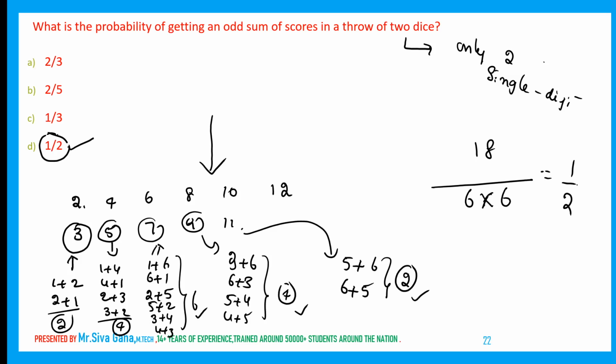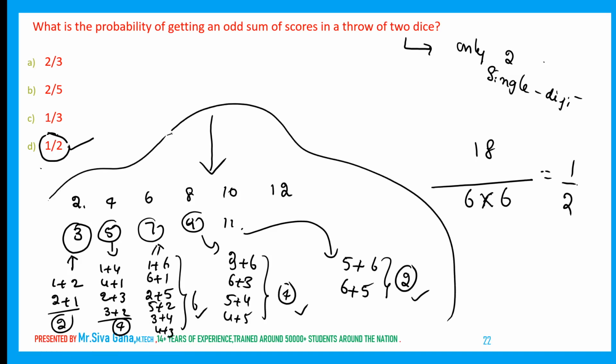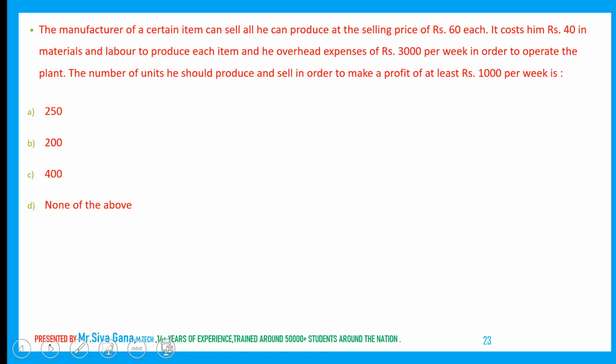If you think smartly, when two single digits are added, the possibility of getting an even sum and the possibility of getting an odd sum are equal. So that's why 1 by 2. If you go by that, it is easy and faster. If you go in this elaborated traditional way, it will take time. Sometimes according to the question, your analysis, your thinking should be.